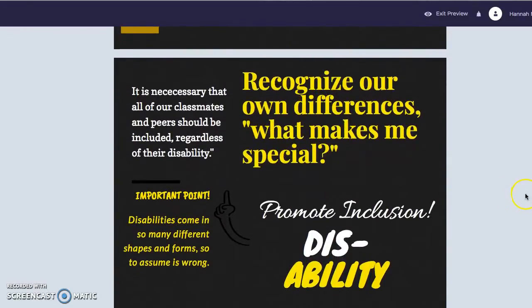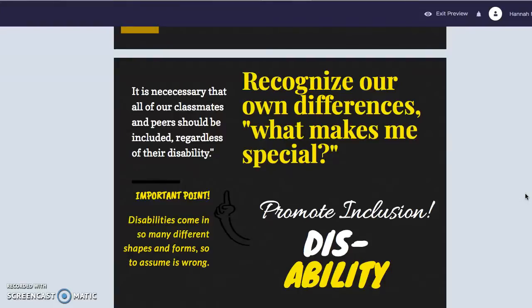A couple of things that we should touch base on. We should recognize our own differences and what makes me special, because we're all different, we're all unique, and we all have something about us that makes us special, and so do those people with disabilities. That means it is necessary that all of our classmates and peers should be included, regardless of their disability. Another important point is that disabilities come in so many different shapes and forms, and you cannot tell if someone has a disability. It could be as simple as a learning disability, and assuming that something's wrong with them is wrong.